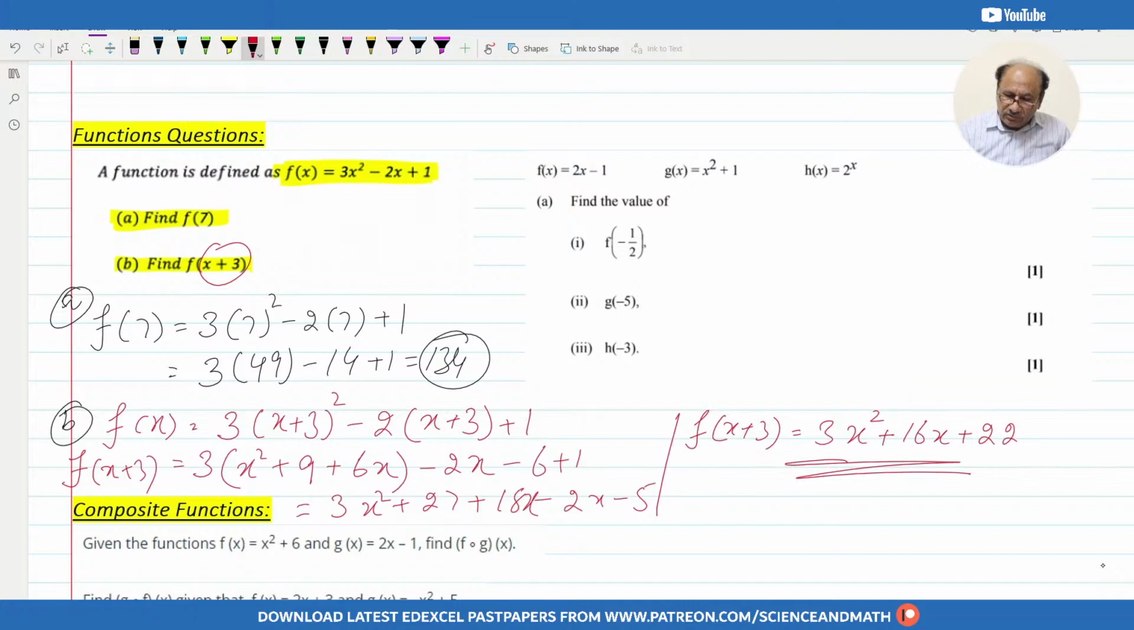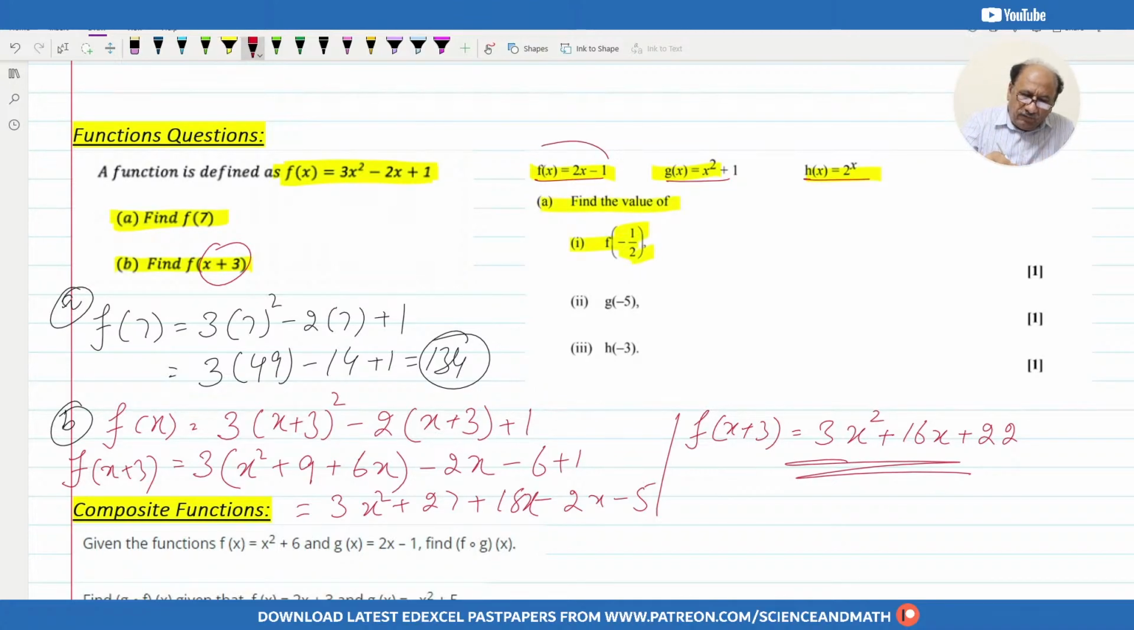This will be basically the answer for this one. And I have given these questions also: f of x, g of x, and h of x. These are the definitions of these functions, and what we have to do is find the value of f of minus 1 by 2.